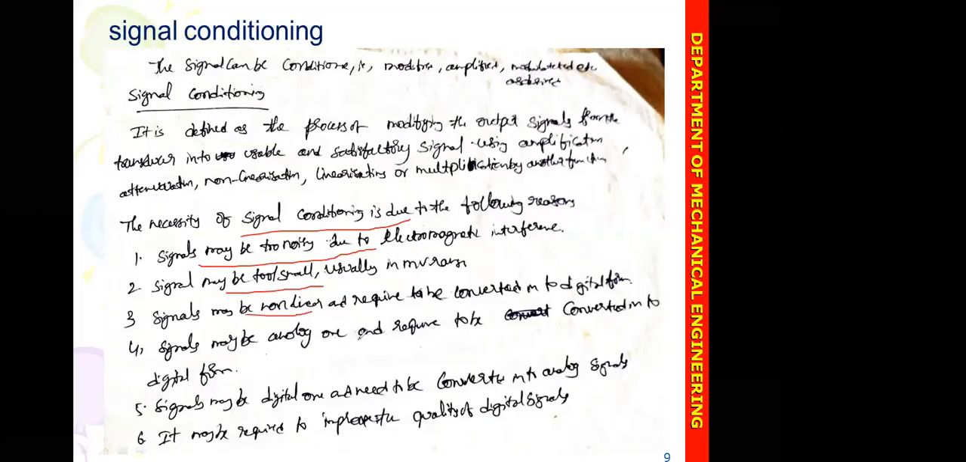And if the signal is an analog one, we have to convert it into digital. In some applications we need a digital signal, in some applications we need an analog signal. That means we can convert analog to digital, and we can also convert digital to analog. These all come under signal conditioning. And it may be required to improve the quality of the signal. It's very important. That means it makes the weak signal into a strengthened signal, that is, a quality signal.